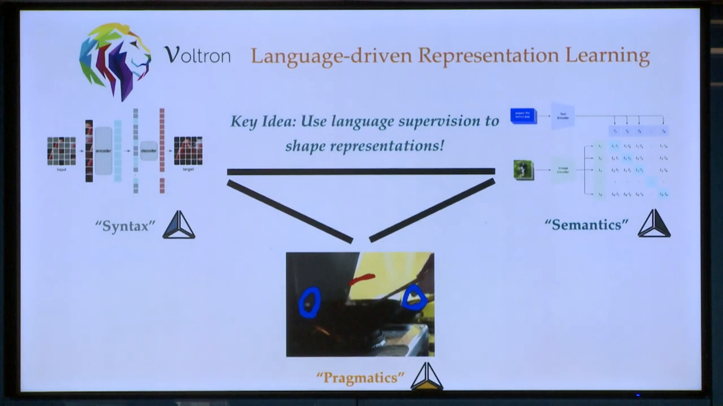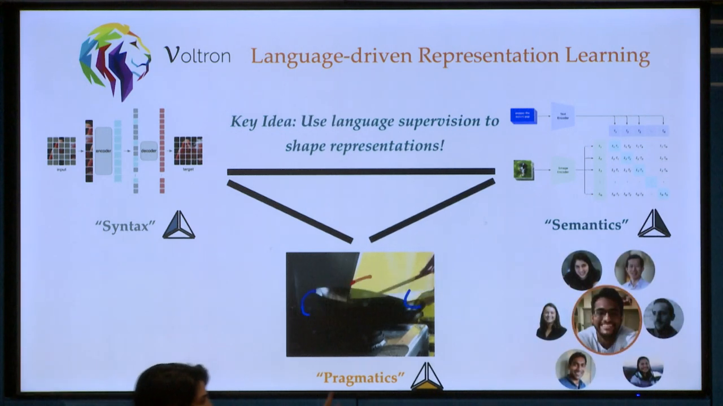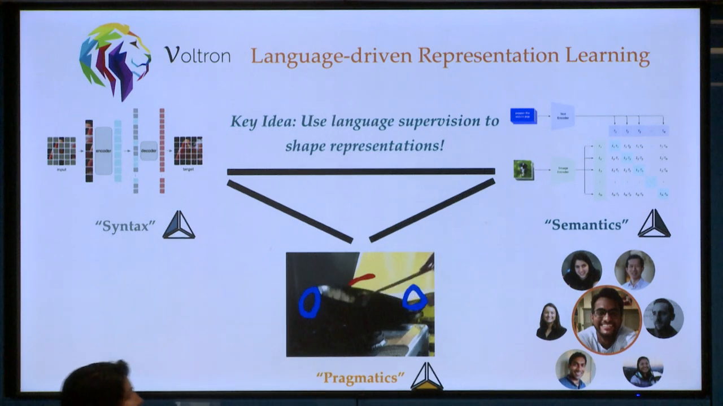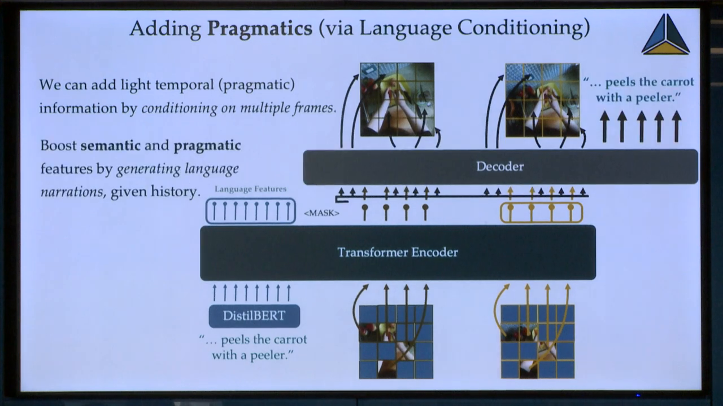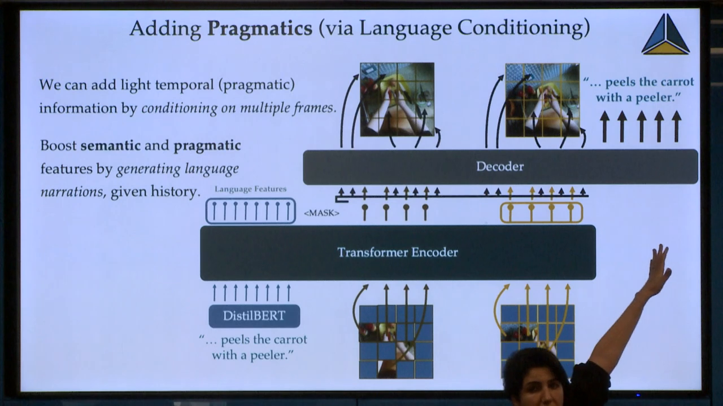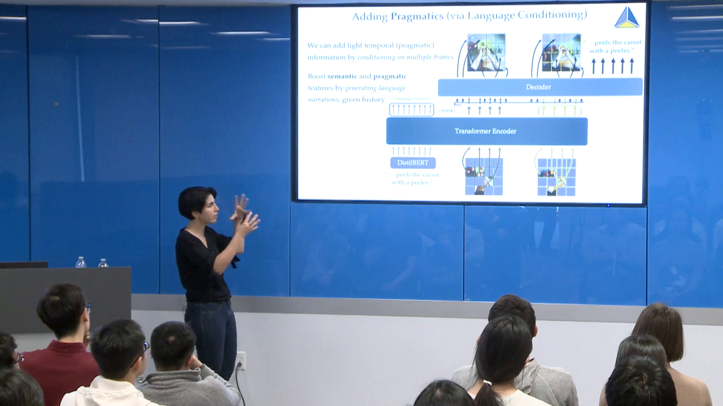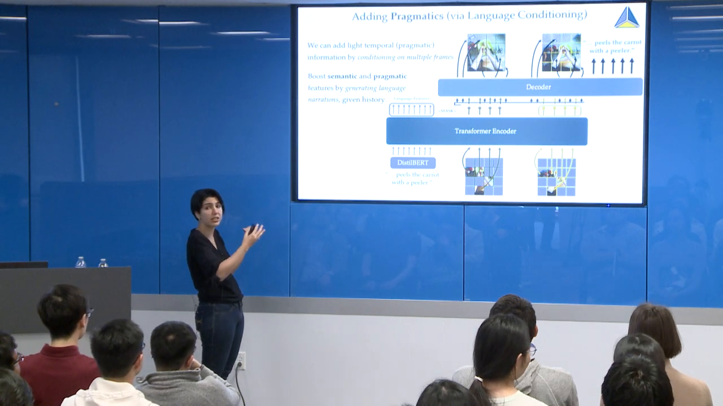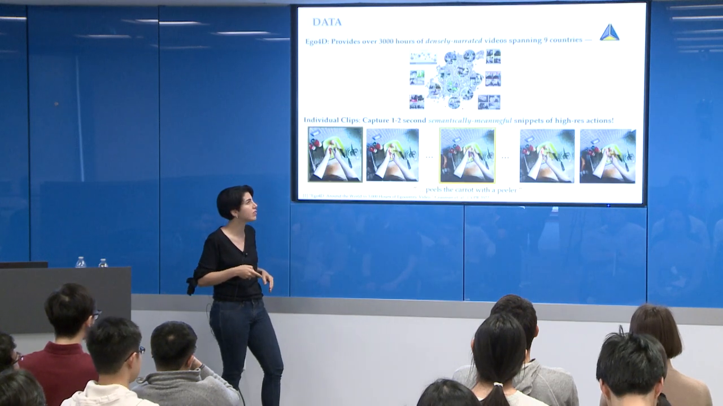So this brings us to the model that we're calling Voltron. This is language-driven representation learning. It's joint work with a number of people. Sidd Karamcheti is the main author of this work. The key idea is to start with this masked autoencoding backbone, pass in multiple frames, and have language captioning and language generation as part of the loss. This is what we are pre-training on. That way, we get all the details, we get the semantics, we get the context, and we also get a little bit of dynamics, what happens when you take actions in this environment.